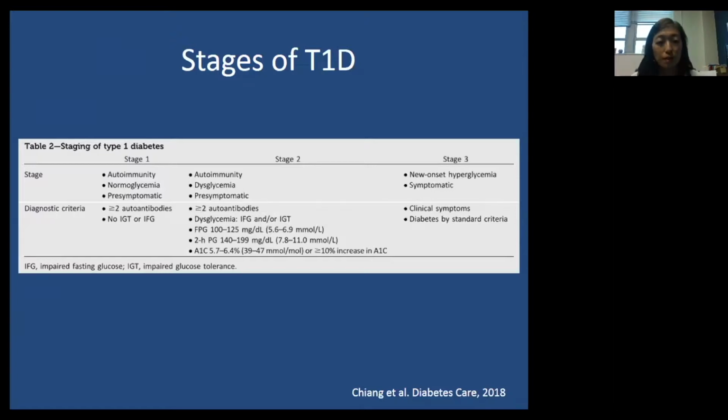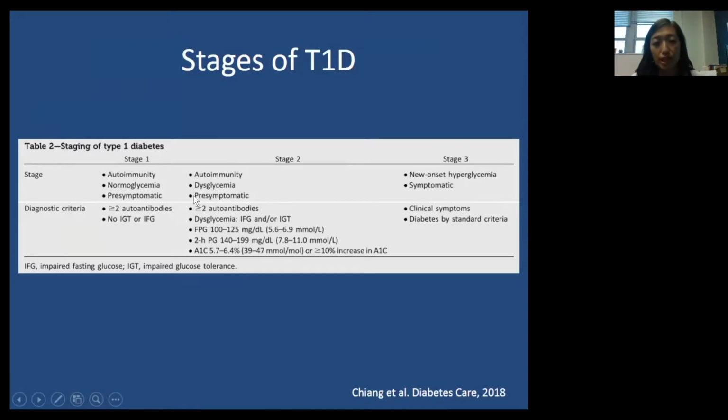So stage 1, as you see here, means that a person has evidence of autoimmunity, and we'll talk about what that is, but yet has normal glucose measures, so normal glycemia, no symptoms of hyperglycemia, but yet they have greater than or equal to 2 autoantibodies. And again, no IGT, impaired glucose tolerance, or IFG, impaired fasting glucose, on labs.